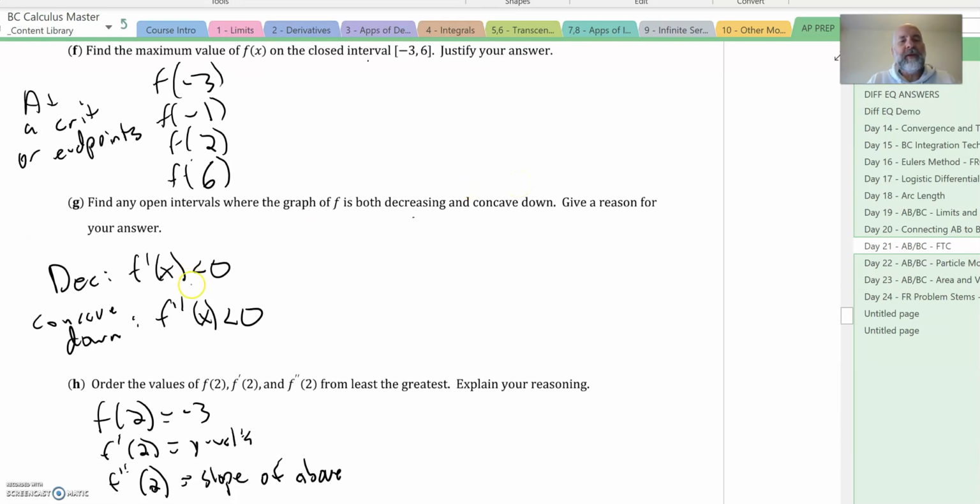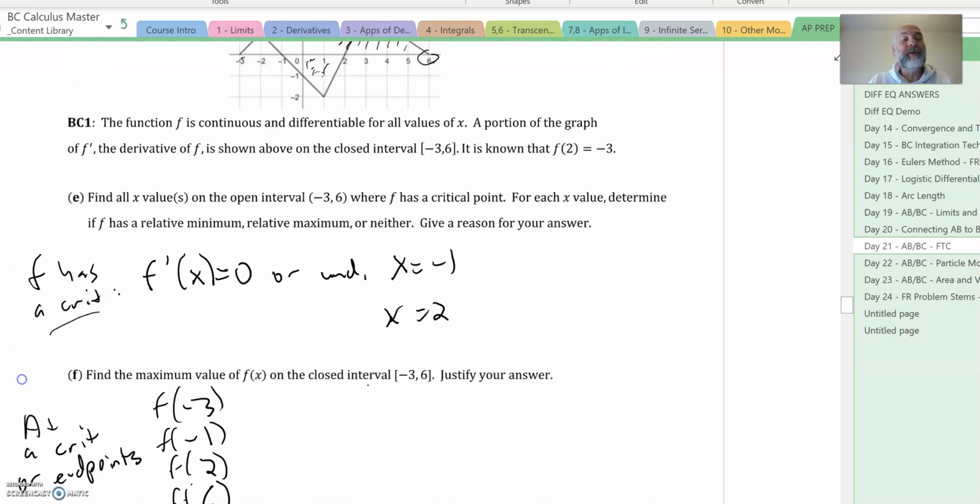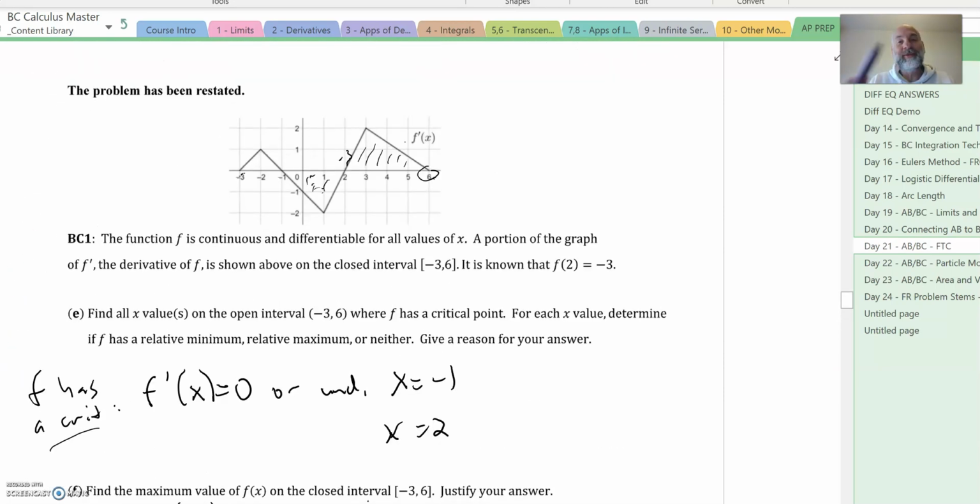Decreasing, concave down. F prime of x is less than 0. Concave down. F double prime of x is less than 0. But just remember that you're looking at f prime. You're not looking at the original function.